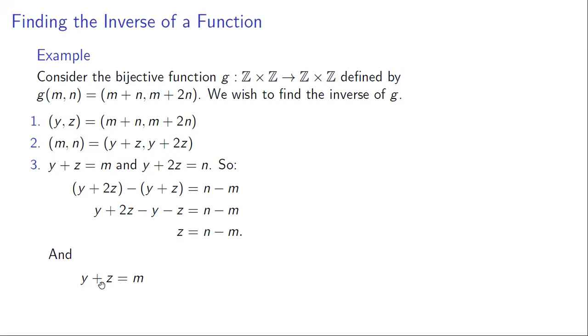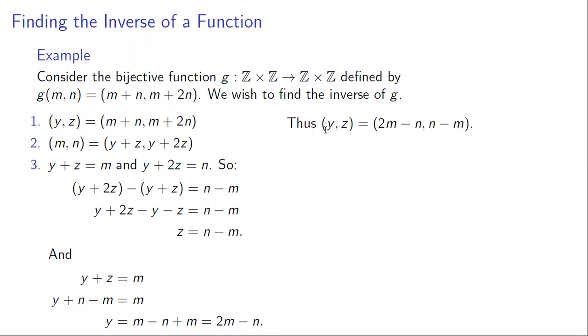So we know y plus z is equal to m, right? We have that from before. But we know z is now n minus m. So we can write this as y plus n minus m is equal to m. And now we can solve for y. So to solve for y, we will subtract n and add m. So we have m minus n plus m. And that just, I'm sorry, this is a mistake. All right, so this is 2m minus n. All right, so we have z and we have y.